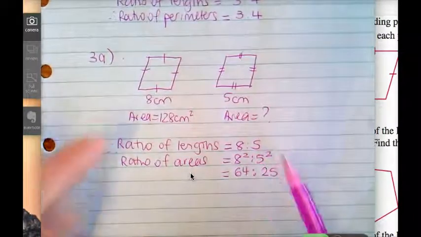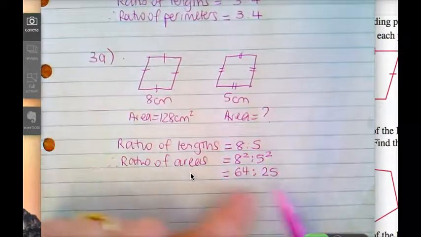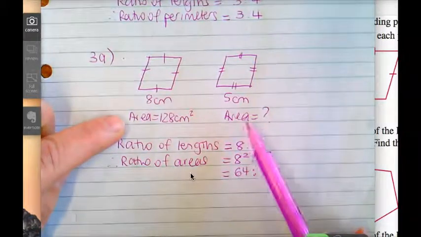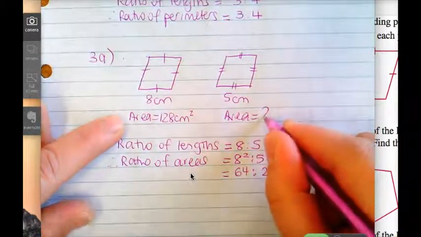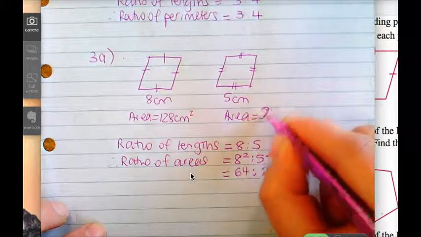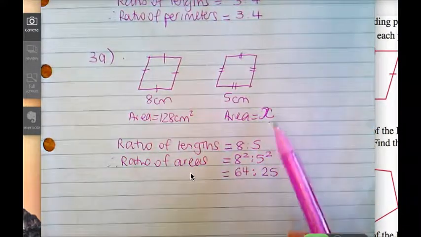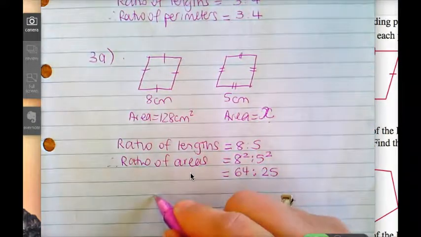We know that the ratio of the areas should be 64 to 25. Now, you see how this is your unknown here? I'm going to say area is x. Okay? So I want x, so I'm going to set up an equation.